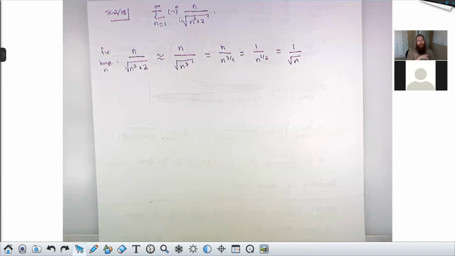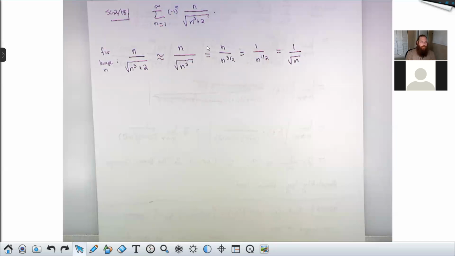Oh, maybe we could sneak away with something cheaper. Nope, all right, it just kind of sucks. I definitely don't want to do the integral test. The thing that makes AST hard is the same thing that makes the integral test hard. It's trying to show that this is decreasing. That's unpleasant, and you'd have to do that for the integral test also. And the integral test doesn't apply because this isn't positive because of the -1 to the n.